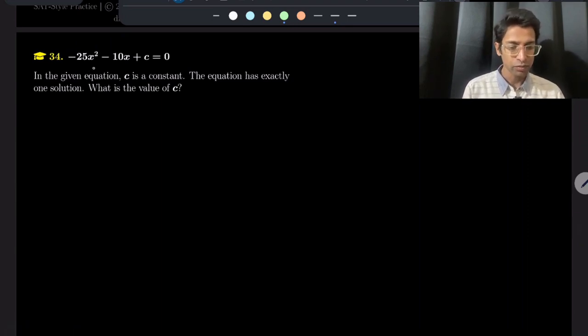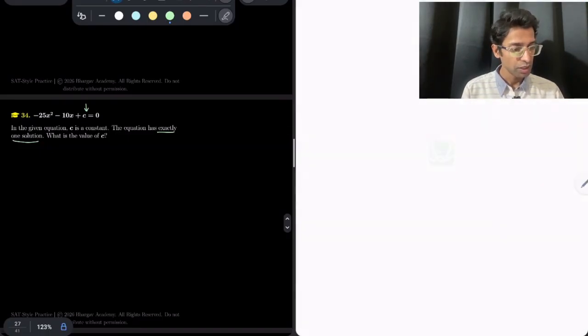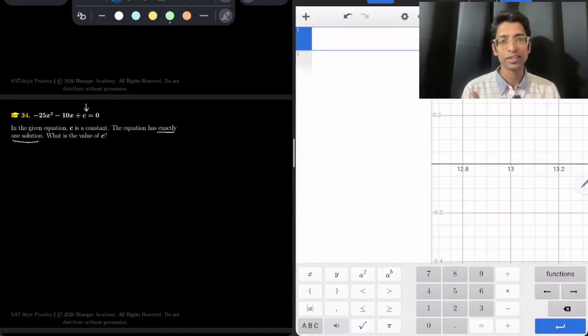Minus 25x square minus 10x plus c equal to 0. In the given equation, c is a constant. The equation has exactly one solution. So whenever you see exactly one solution, please head on to Desmos and let's type this equation there. Why are we typing this on Desmos? Because that's exactly what you'll be doing on the test day.